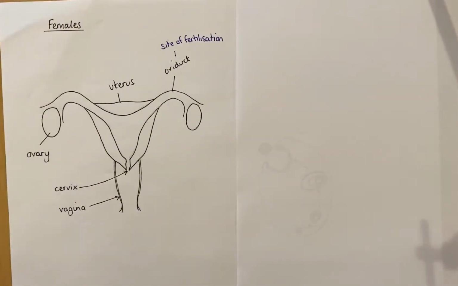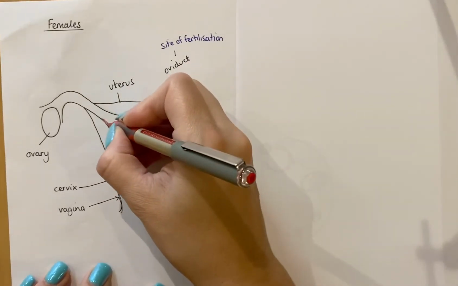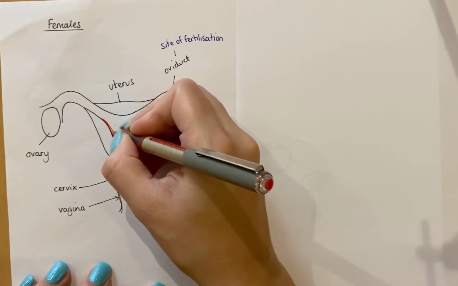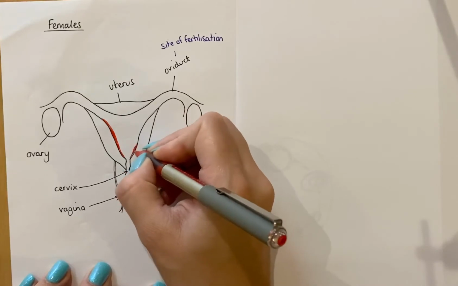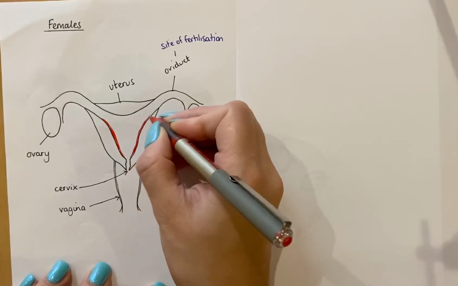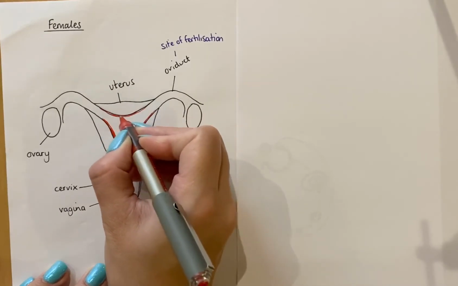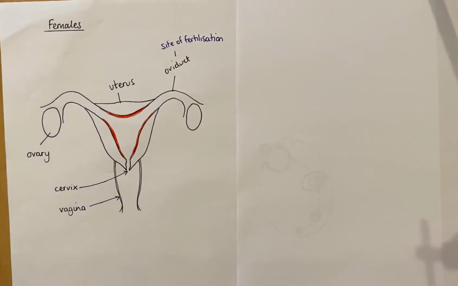So within the uterus, you'll need to be able to label another structure. And that structure is the endometrium. The endometrium is just the lining of the womb. And that is what's lost during menstruation, and then built up again across the menstrual cycle. And again, that'll be talked about in the next video. So the endometrium will just be shown as a lining within the uterus. Okay.